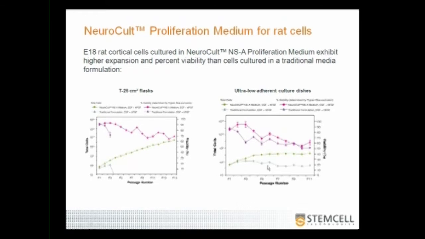The use of ultra-low adherent culture dishes to prevent cell sticking was not necessary, and shown here, cells cultured in our media, in green, or the traditional media formulations, showed an overall lower total cell expansion. Therefore, the optimal conditions for generating long-term cultures from rat CNS cells is to use NeuroCult media in T25 flasks.